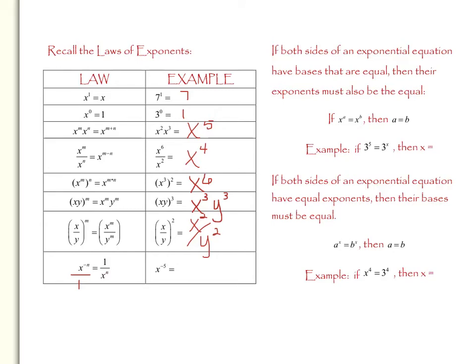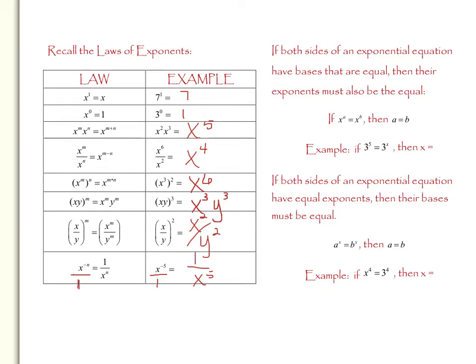So let's look at the example, x to the negative 5 power. Well, remember, there is an invisible denominator, so we're just going to move x to the fifth power to below the fraction bar. And what happens? Well, if you move everything out of the numerator, there still is an invisible numerator of 1.